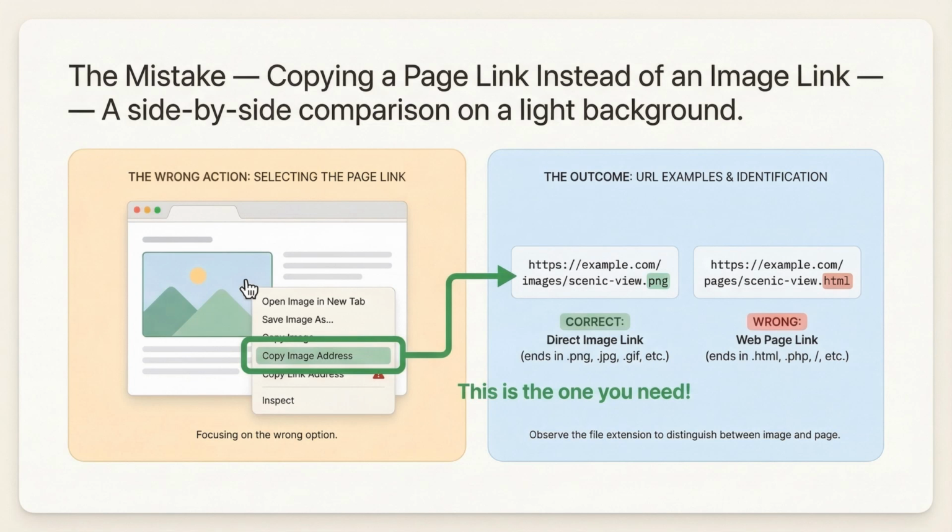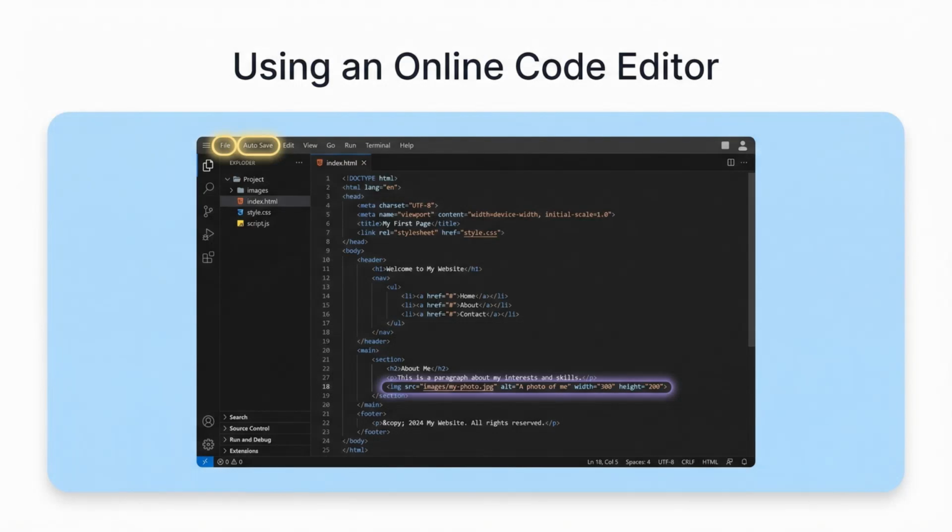So when you're sourcing an image from the web, right-click directly on the image and look specifically for copy image address, not copy link address, not open link. The image address will end in a file extension like .png or .jpg, confirming it points straight to the image file. The session also touched on navigating the code editor itself.